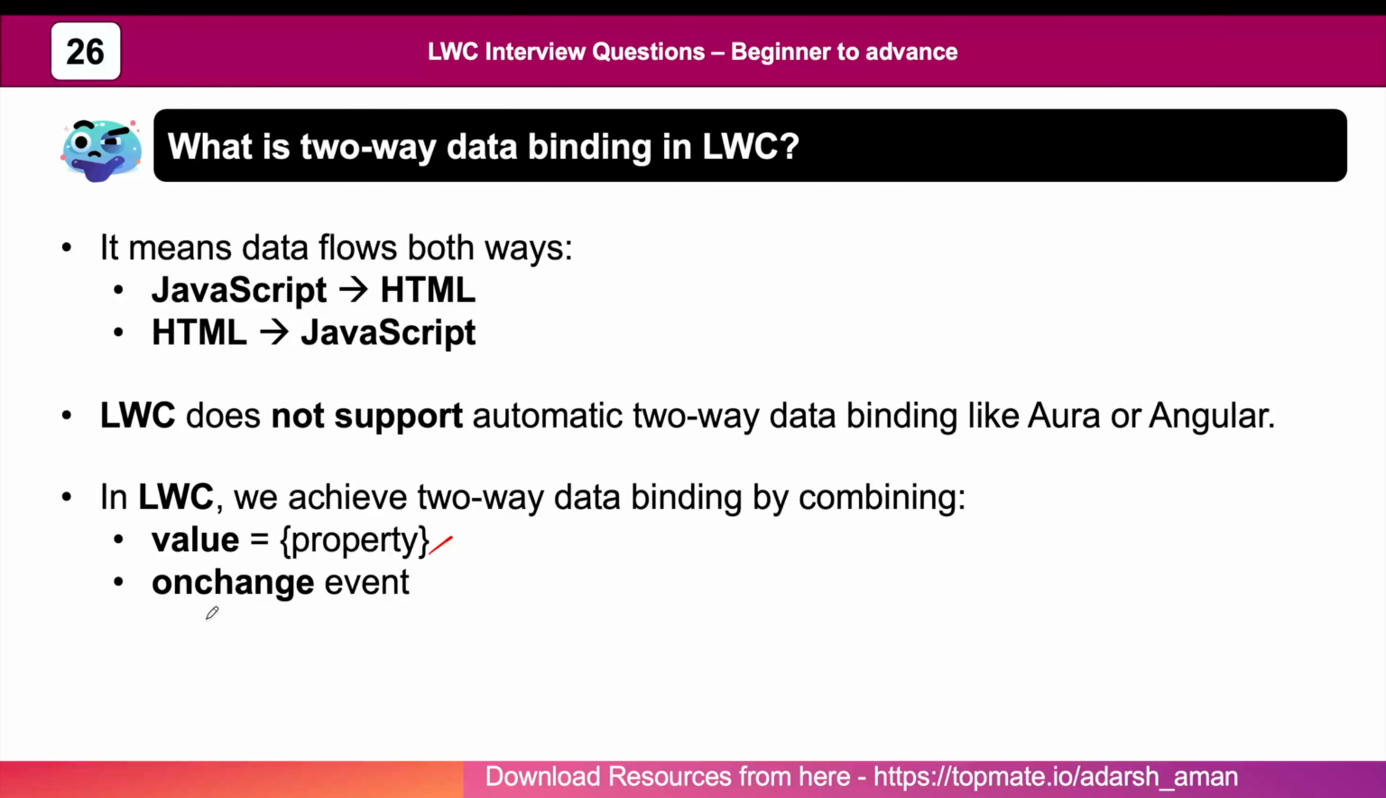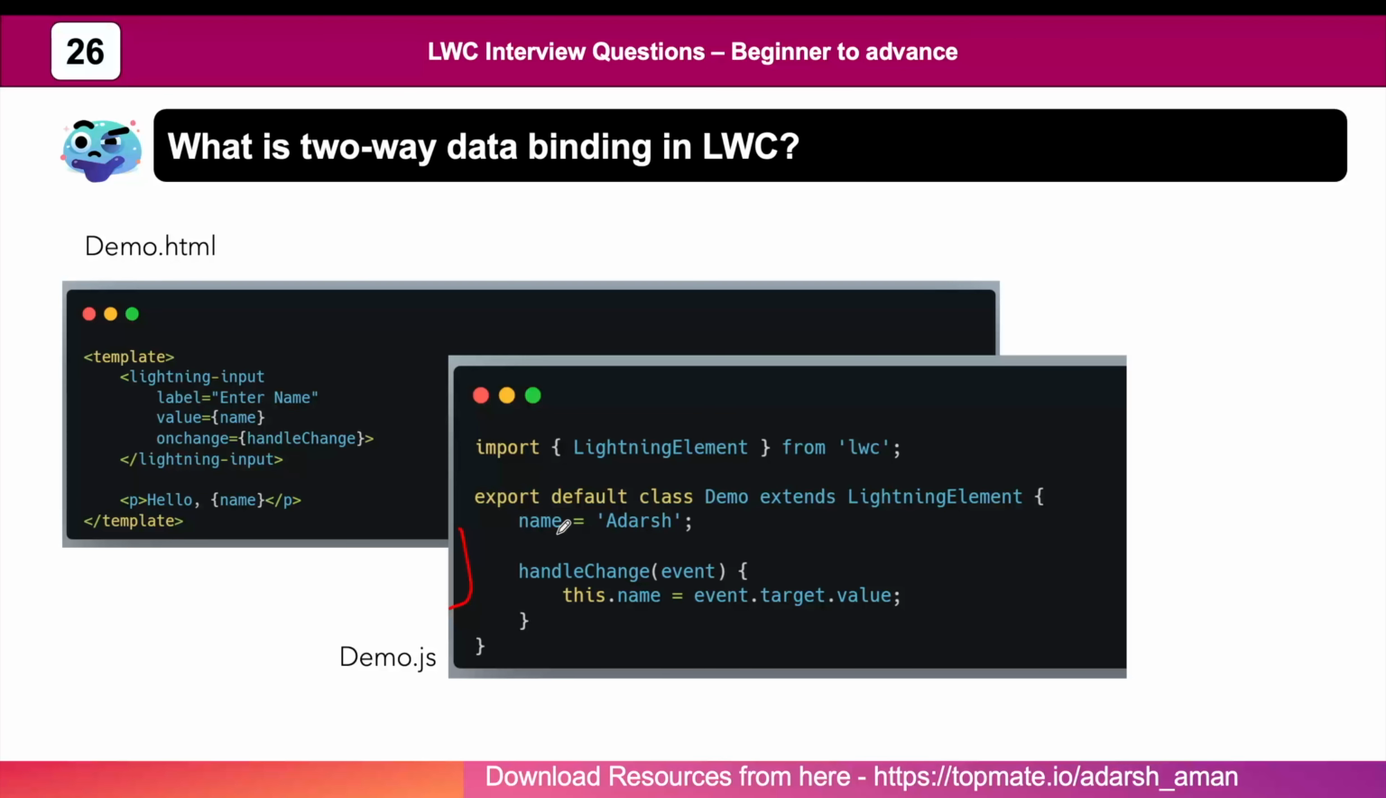By using these two, value and onchange, we are achieving that whenever the HTML is updated, the JavaScript properties also get updated. So by using this, we can achieve two-way data binding, but by default LWC does not support two-way data binding. So this is the demo of two-way data binding.